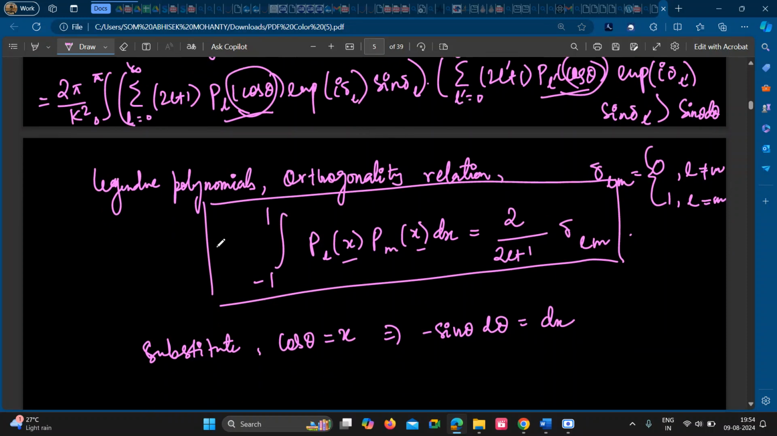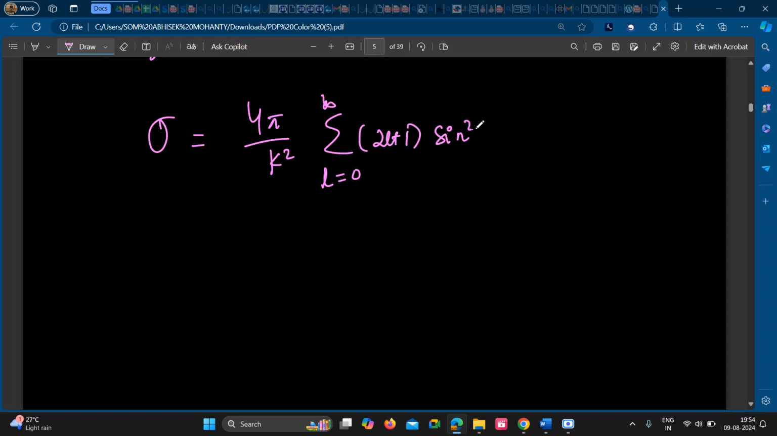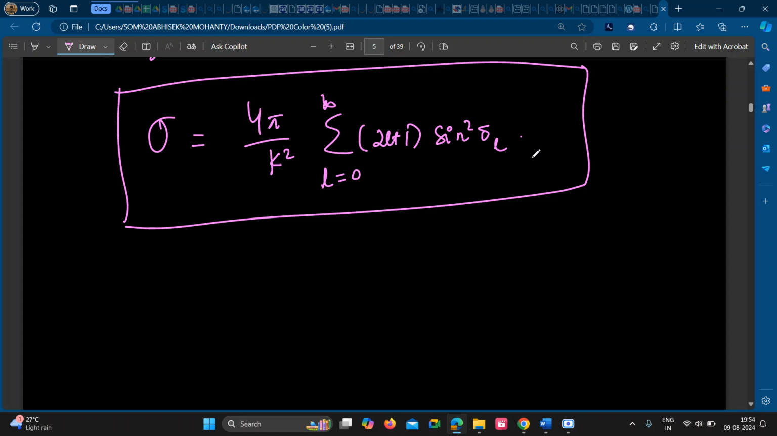After expanding all of this, you will get a formula. I will directly write it down instead of going through it. Sigma is equal to 4 pi by k square, summation L equal to 0 to infinity (2L+1) sine square delta L. This is the final expression I will get after solving all of that. I will not get into that, it will take a lot of time. So sigma is equal to 4 pi by k square summation L equal to 0 to infinity (2L+1) sine square delta L. This will be the expression for the scattering cross section.